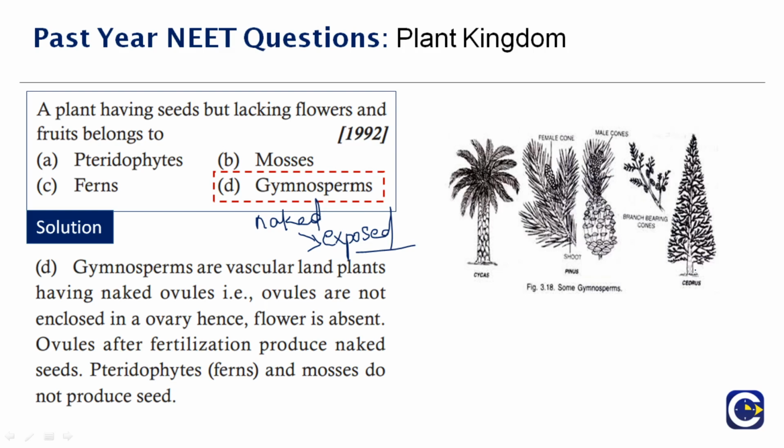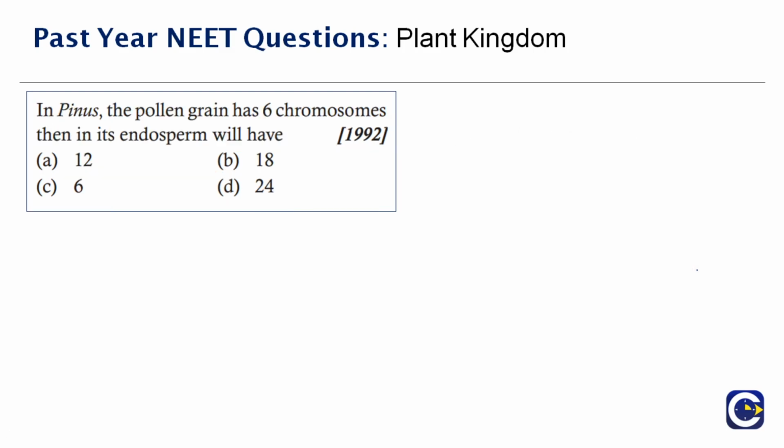Here in this system, they do not have any flowers nor fruits. Ovules after fertilization produce again a naked seed, which are carried by the wind, water, or it can be animals which help in this reproduction cycle. Therefore, the correct answer to this question is option D, gymnosperms. A very easy question in fact. Now let's move to the next question here.